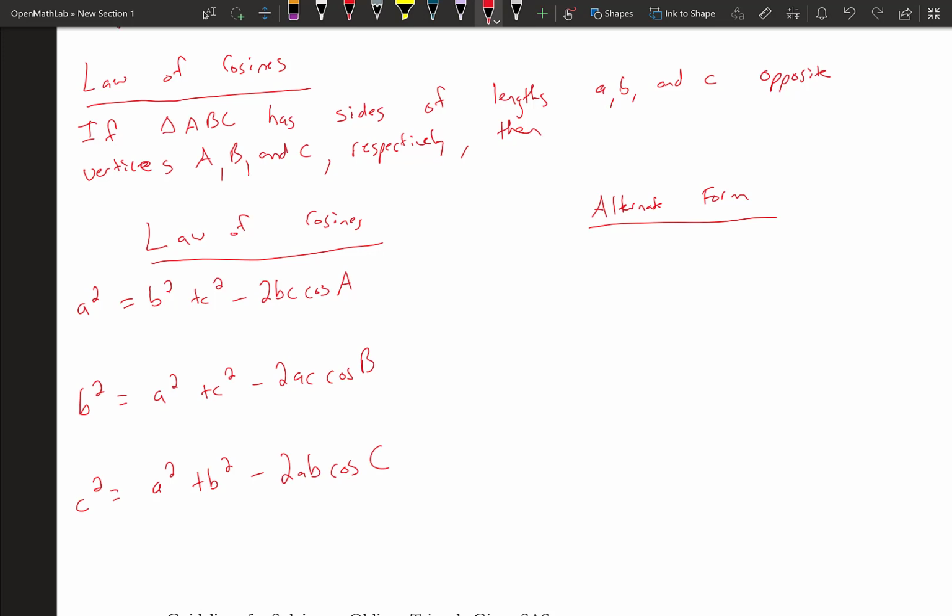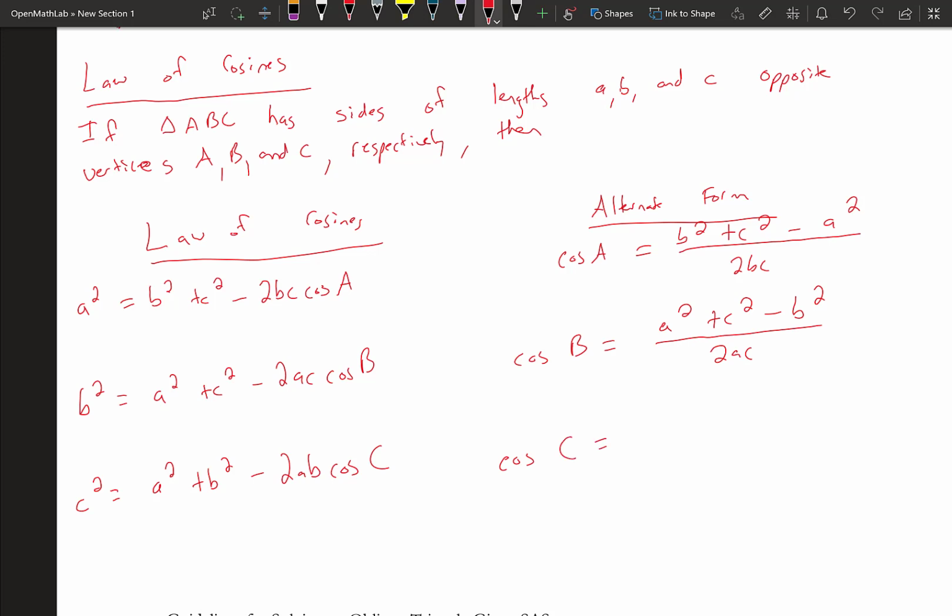So basically just solving for the cosine of A, cosine of B, cosine of C. Cosine of A would be equal to b squared plus c squared minus a squared all over 2bc. And then cosine of B is equal to a squared plus c squared minus b squared all over 2ac. And then lastly, cosine of C equals a squared plus b squared minus c squared all over 2ab. So these are the equations known as the law of cosines.